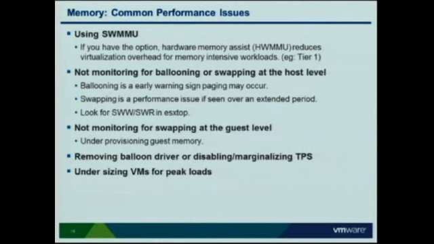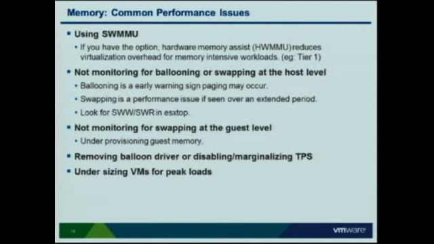The other thing is we see not monitoring for ballooning or swapping at the host level. Ballooning is an early warning sign that you may start to get paging, so you may start to go out to those vswap files. If you see it, then just take a look and make sure that you're not swapping on a regular basis, because swapping is a performance issue if we see it over an extended period. To look for swapping in esxtop, you can look at SWW or SWR, so swap read and swap write. Also, not monitoring for swapping at the guest level. If our VM is undersized, Windows is going to constantly be paging out to that in-guest page file.